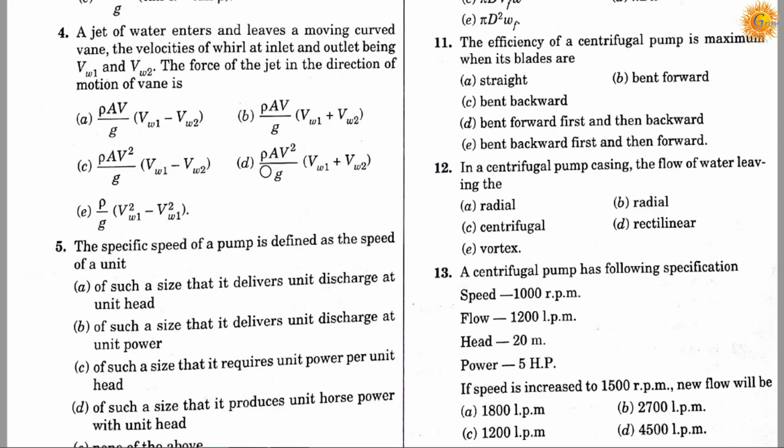option D, rho AV square divided by g into the bracket V omega 1 plus V omega 2, and option E is rho upon g into the bracket V square omega 1 minus V square omega 2. Okay, so the correct answer is A. It will be rho AV divided by g into the bracket V omega 1 minus V omega 2.